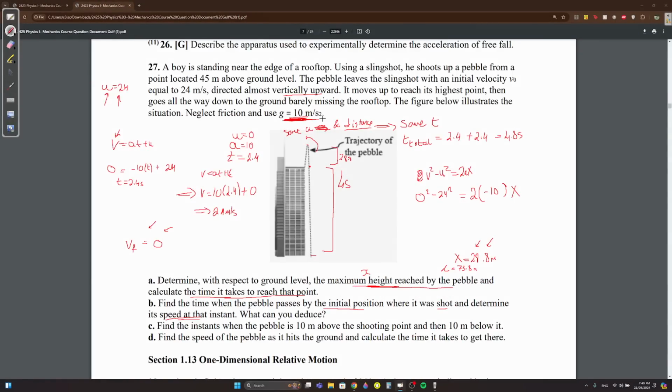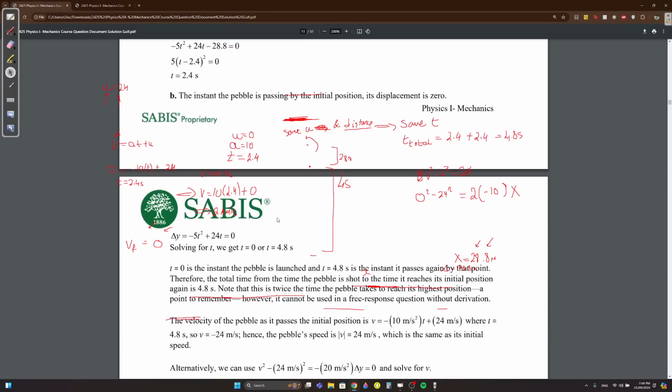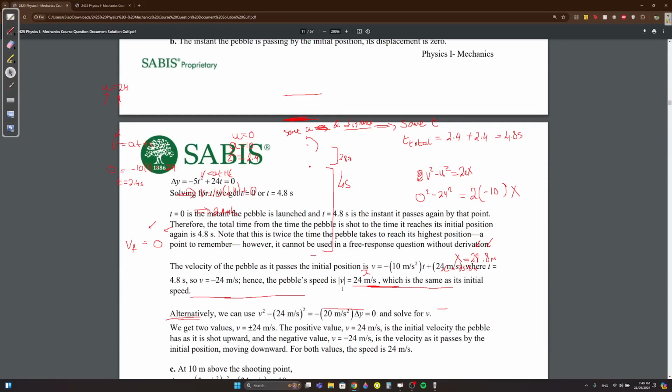By the way, if you're solving free fall, the first thing you write is that a equals g equals whatever value they gave you. And I'm not convinced why a is negative 10 if you're falling down. It should be positive 10. I don't know why in the solution they made it negative. But okay, the speed we got is the same answer.